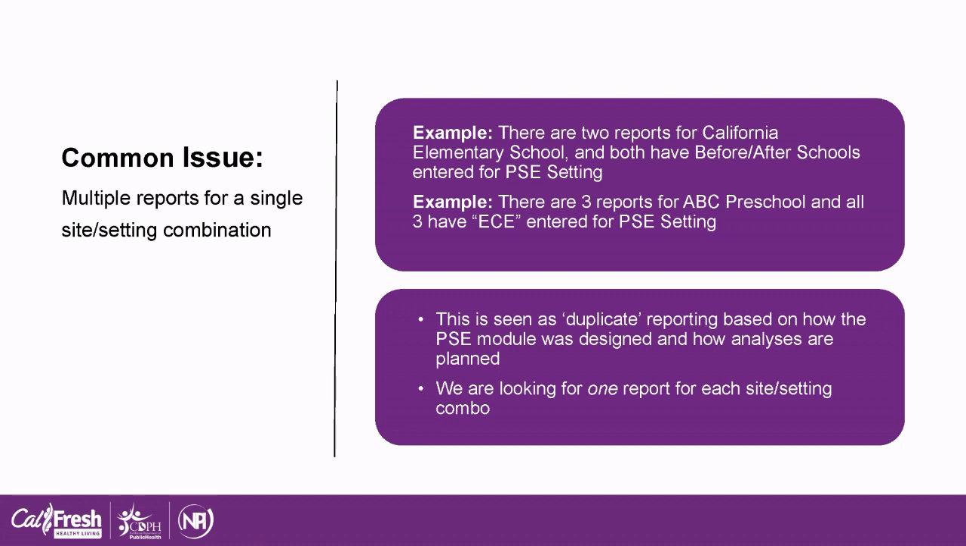Let's look at a couple of examples which would be flagged as duplicates. First, we might see two reports coming out of California Elementary School which list before and after school as their PSE setting. Even though these two reports might reference distinct programs, the two will need to be consolidated into one entry because they have the same site setting combination. Next, there might be three reports for ABC Preschool in which ECE is entered as the PSE setting. Again, this situation will be flagged and will ultimately ask you to consolidate these PSE activities into one entry.